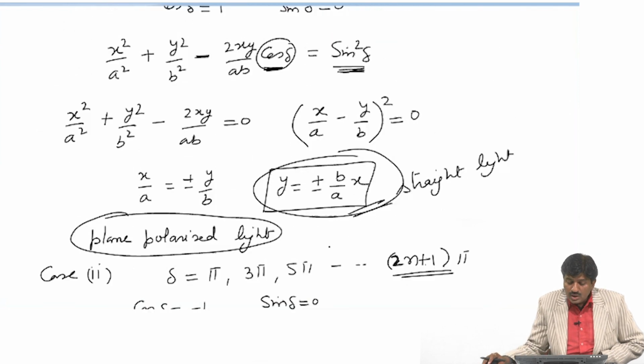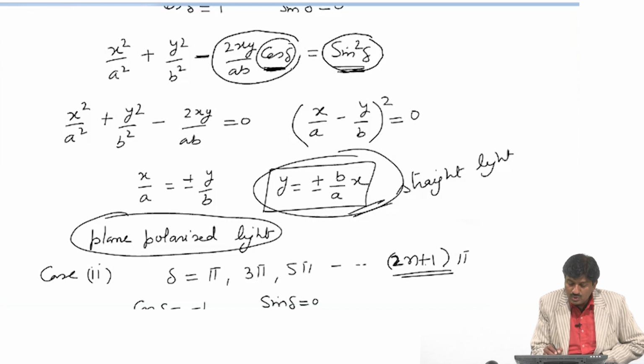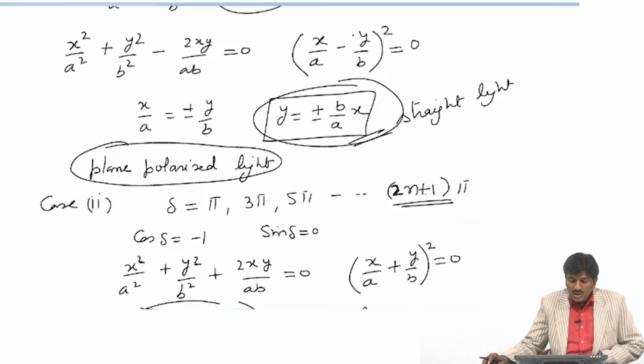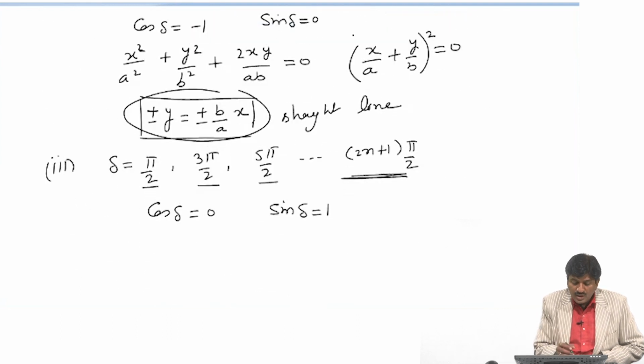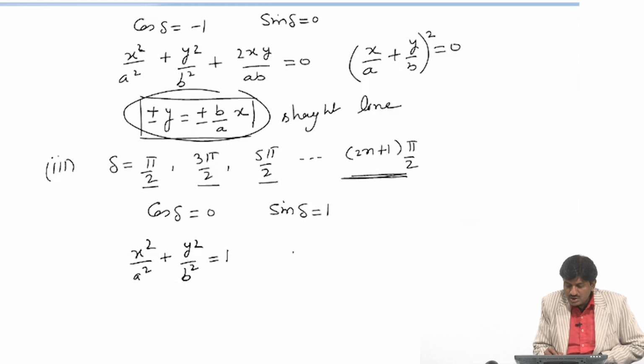Now, the equation becomes: this term is equal to 1 and this term is 0. It means this term becomes 0 and this term is equal to 1, or we can say the equation becomes x square upon a square plus y square upon b square equal to 1. This equation represents the equation of an ellipse.